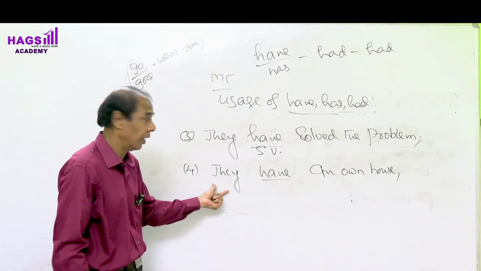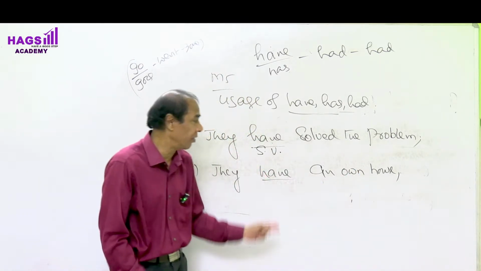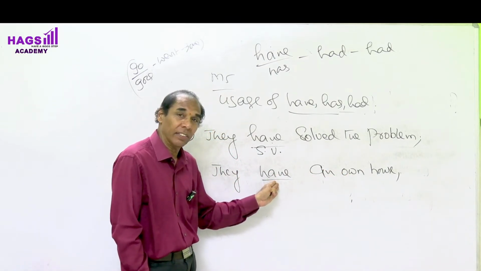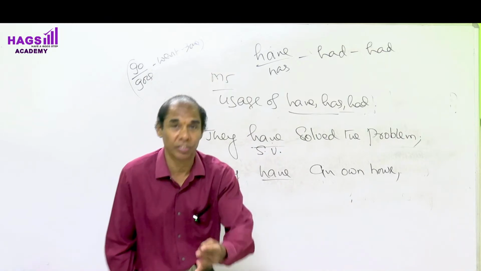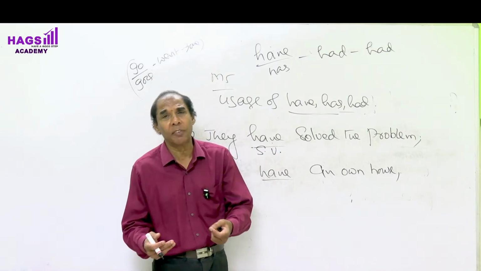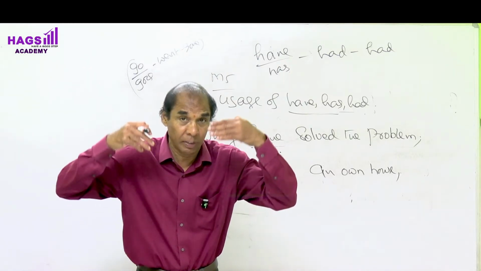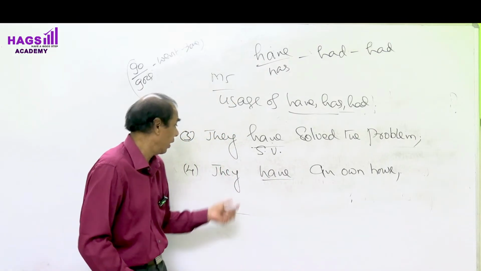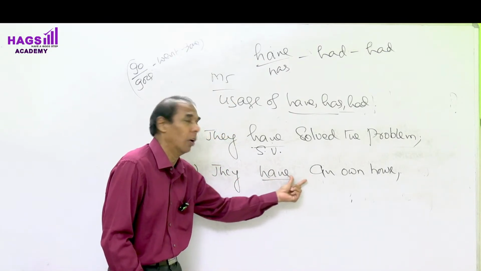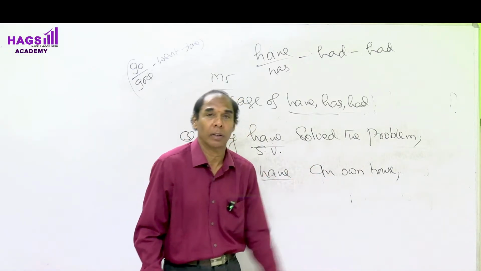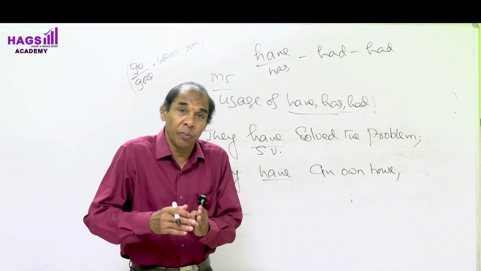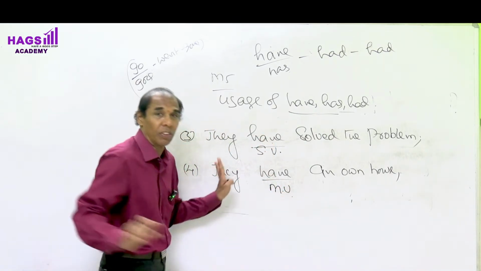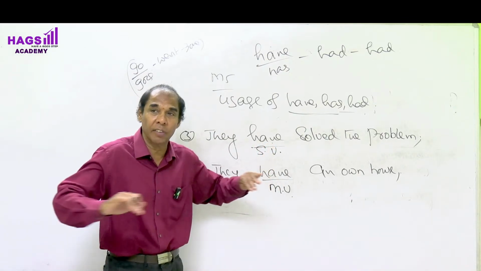Now come to the fourth one. They have an own house. It means they possess an own house. In this sentence, have is giving us the meaning of possessing. Suppose you are confused about the meaning of this sentence, use the best technique. After have, we don't have any other verb. If there is no other verb in the sentence, these three are main verbs. First you identify main verb or special verb like this.